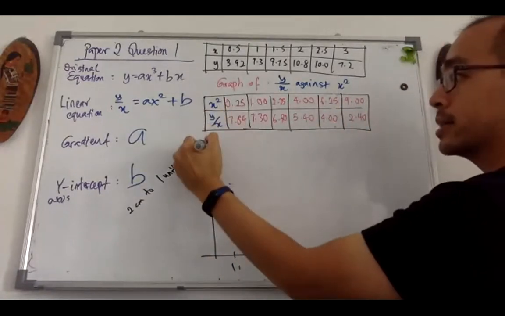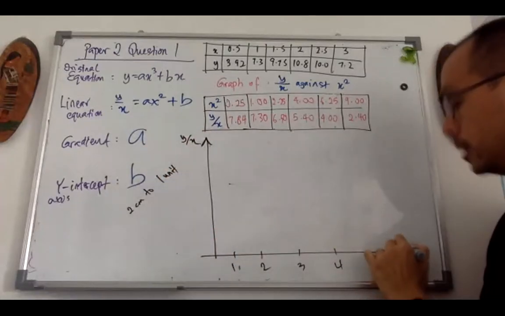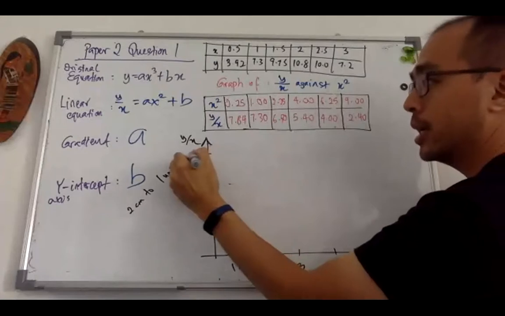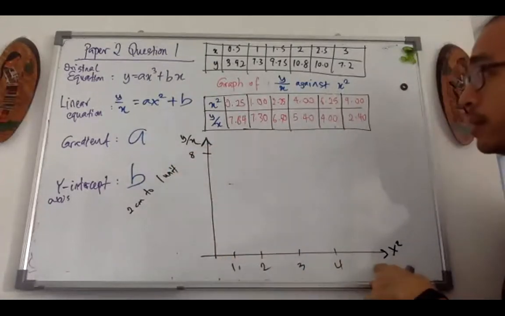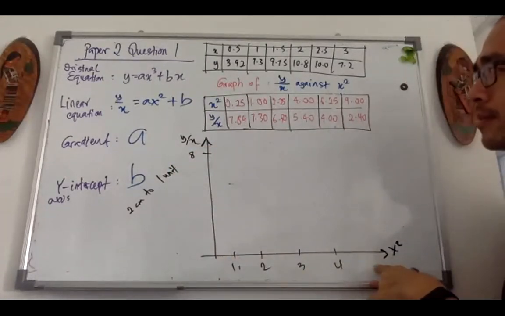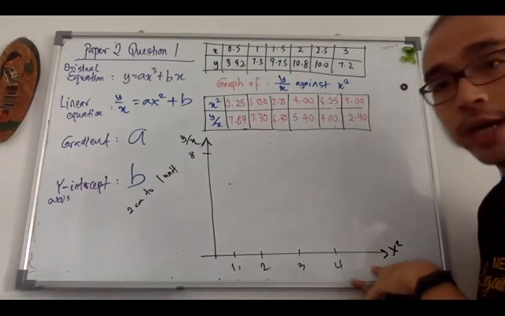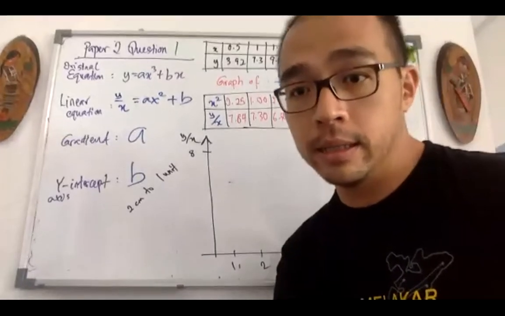This is the graph of y over x against x squared. For y over x, the biggest number is 7.84, so you're thinking the biggest here is 8. And then over here the biggest is 9. It's strange that this is 9, but never mind. If you can't fit it, then you probably have to flip the axes around.